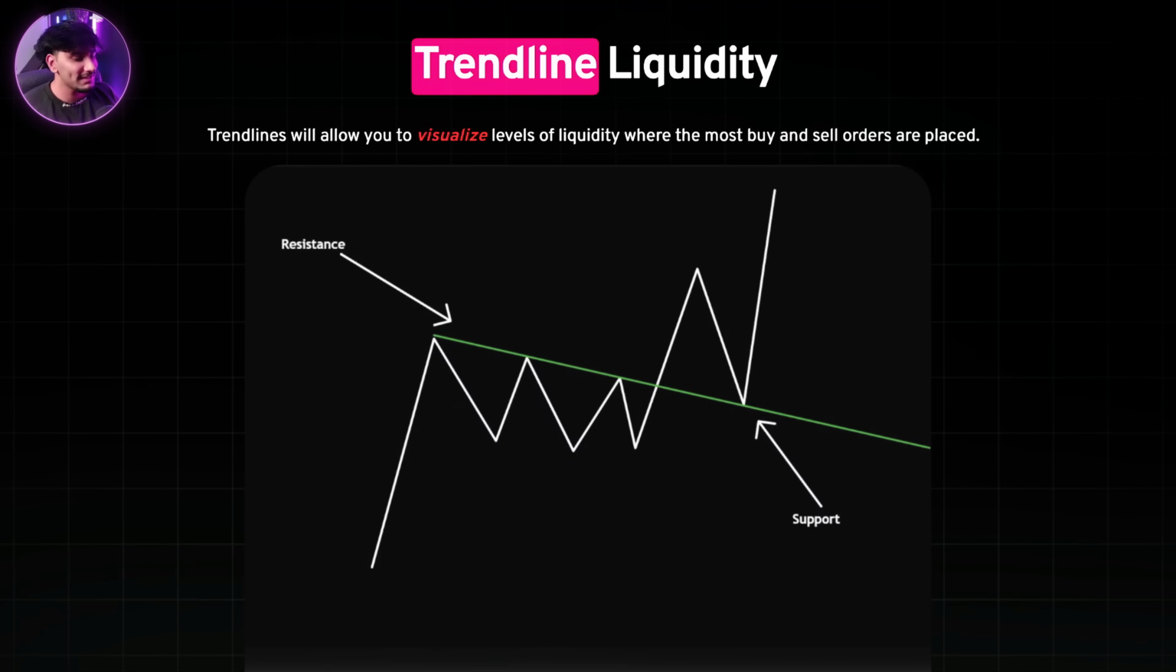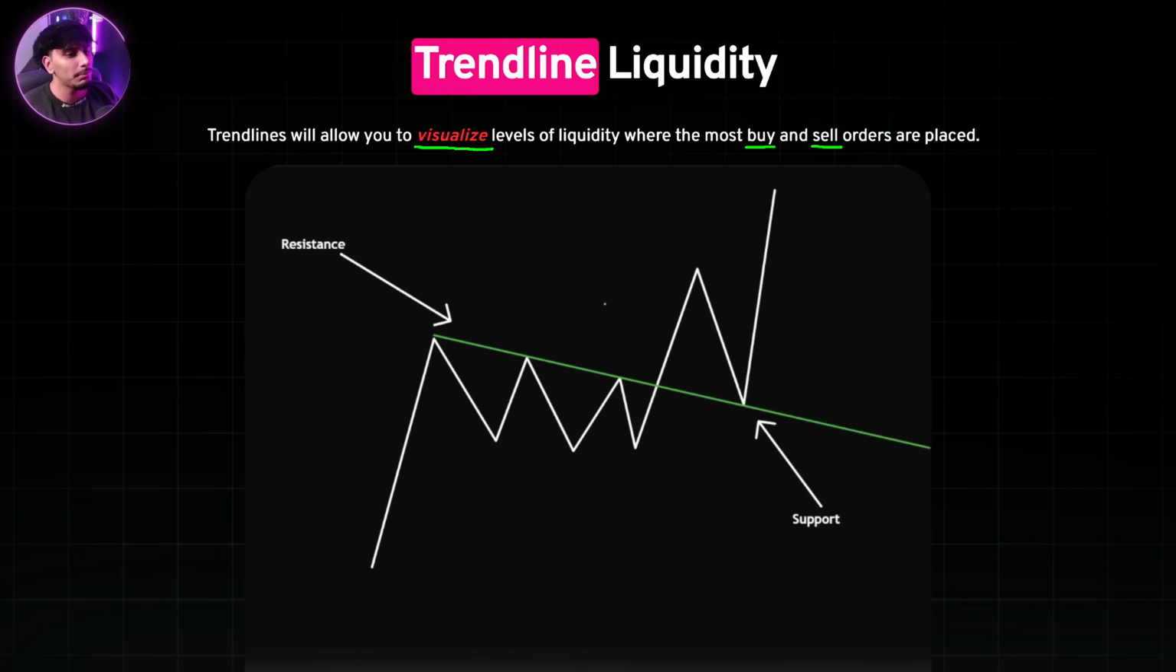Now, support and resistance liquidity is a little bit easier to understand, but let's talk about pattern liquidity or trendline liquidity. What is trendline liquidity? Well, trendline liquidity allows you to visualize levels of liquidity where the most buy and sell orders are placed on the chart.